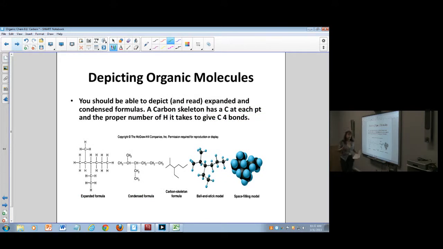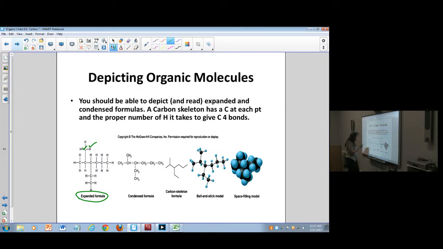And so we're going to start at the beginning here by learning how to draw Lewis dot structures and how to draw these organic molecules. And so we should kind of look at what we're going to see here. When we first start, we'll do something called the expanded formula, where we will input every carbon and every hydrogen while we figure out how this thing is constructed.